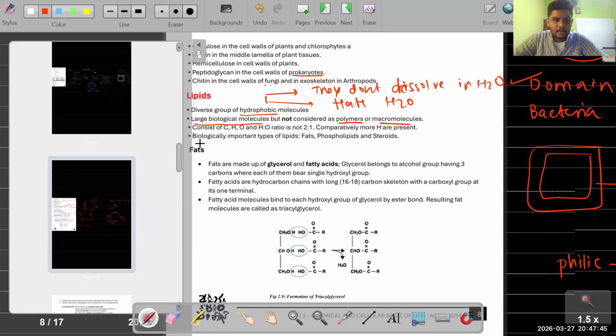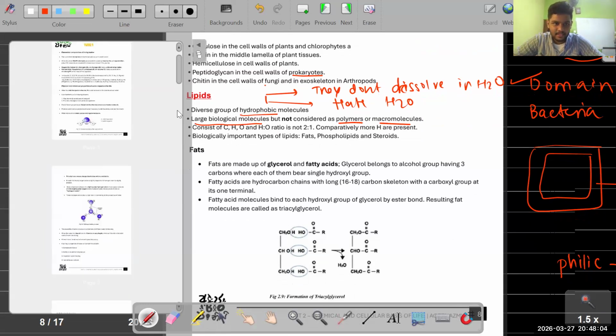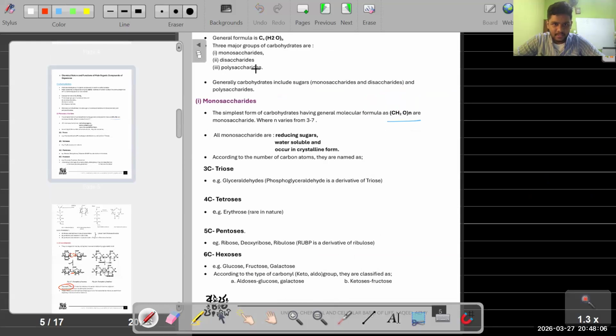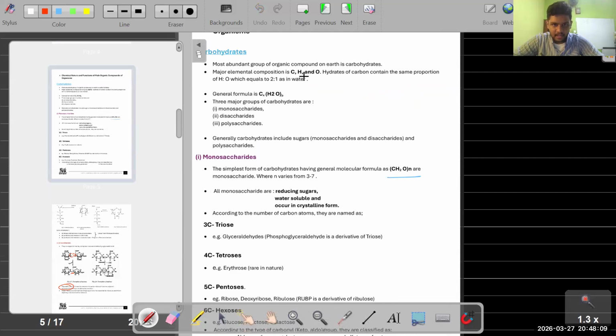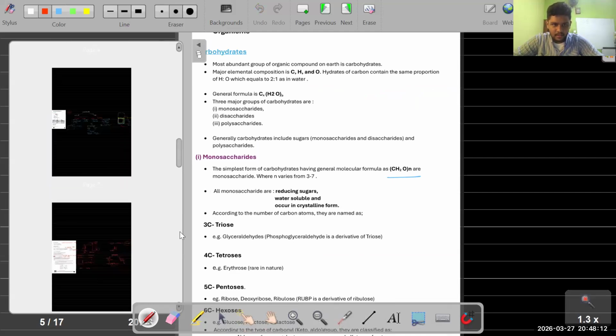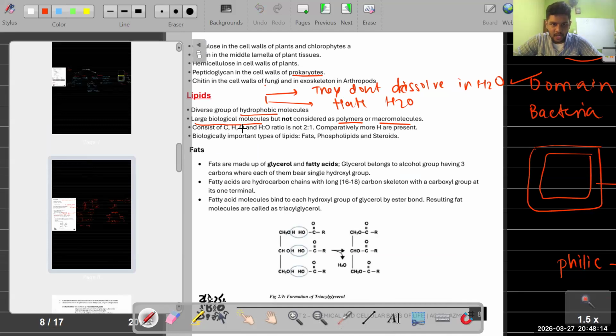Third, they consist of carbon, hydrogen, oxygen. You should be very keen here. While we were learning carbohydrate, can you remember the elemental composition? Carbon, hydrogen, oxygen. Now we are in lipids. Lipids also have carbon, hydrogen, oxygen. When you go to proteins, there will be an addition. When you go to nucleic acids, there will be an addition. So don't confuse that.